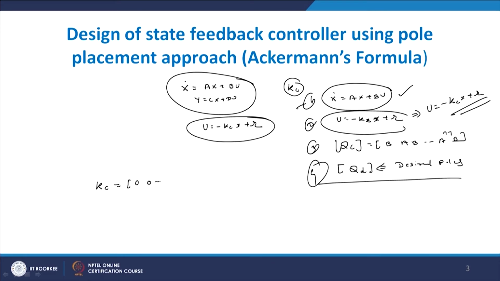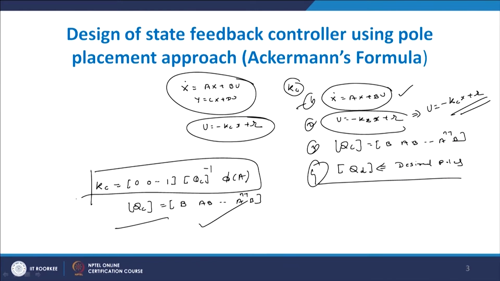0, 0, 1. Now, here this is Qc, which is the controllability matrix inverse, into phi of A. This Qc is nothing but B, AB, up to A raised to n minus 1 B. So, controllability inverse into phi of A. That is a very important formula, we can directly get the controller, there is no need for any iterative approach. But now how to get this particular formula?